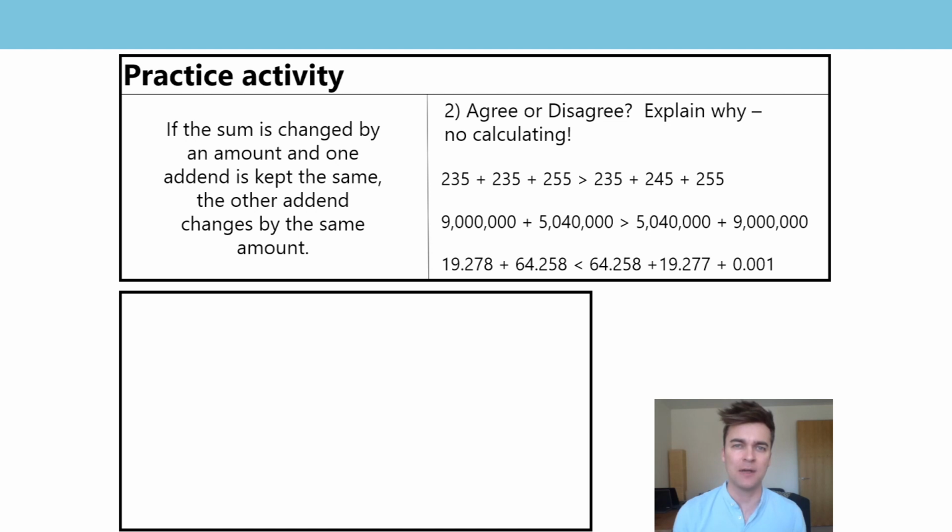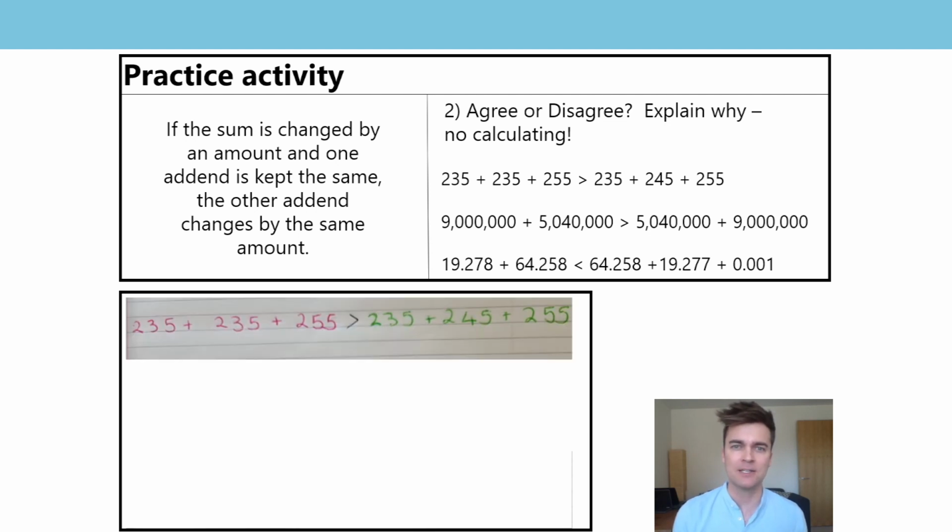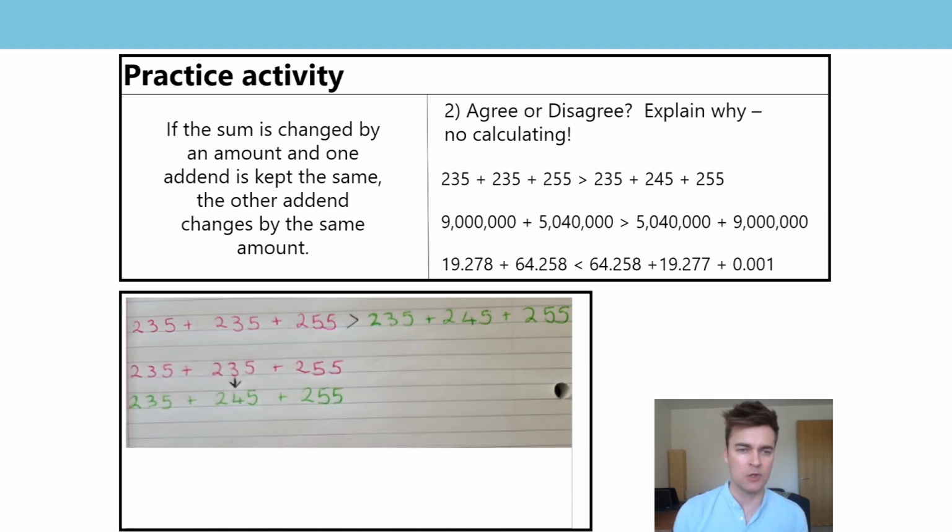Okay, compare that to how I approached it. I made use of some colour again to help me focus in on the left part of the inequality and the right part of the inequality, and then reordered them so I had one above the other. And can you see what I spotted? Did you spot it too? Two of the addends have remained the same, 235 and 255. One of the addends has changed. Is it increased or decreased? It's increased. By how much? Good. By 10.